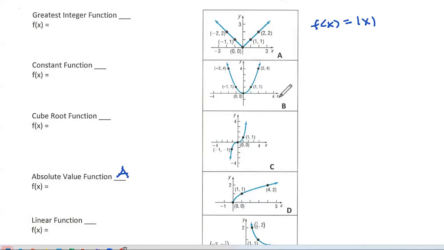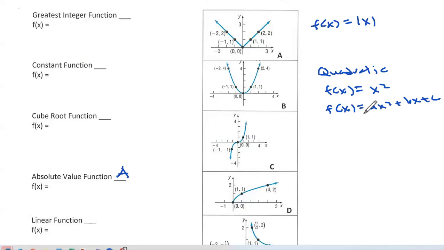This one, part B, is your quadratic. That's your quadratic function, and the general equation or form of that will be f of x is ax squared plus bx plus c. So this is the absolute value up here, and this is the quadratic.